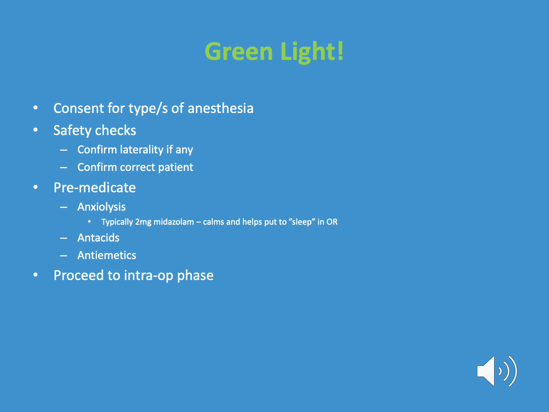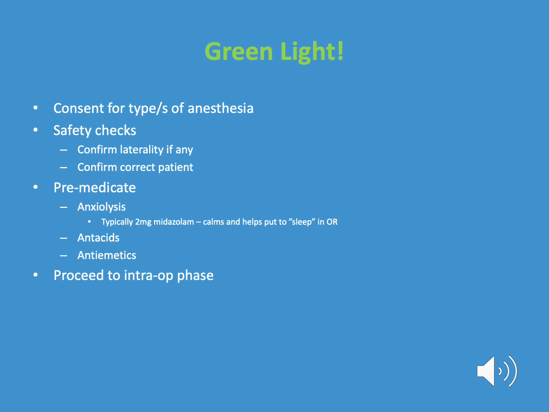We go over the risks and benefits of different types of anesthesia. I confirm that the patient is the correct patient and that we're working on the correct part of the body. That's extremely important. Multiple people will be asking the patient and marking the patient to make sure that we don't do a wrong-sided procedure. Once that's all taken care of, we can start giving pre-medications.